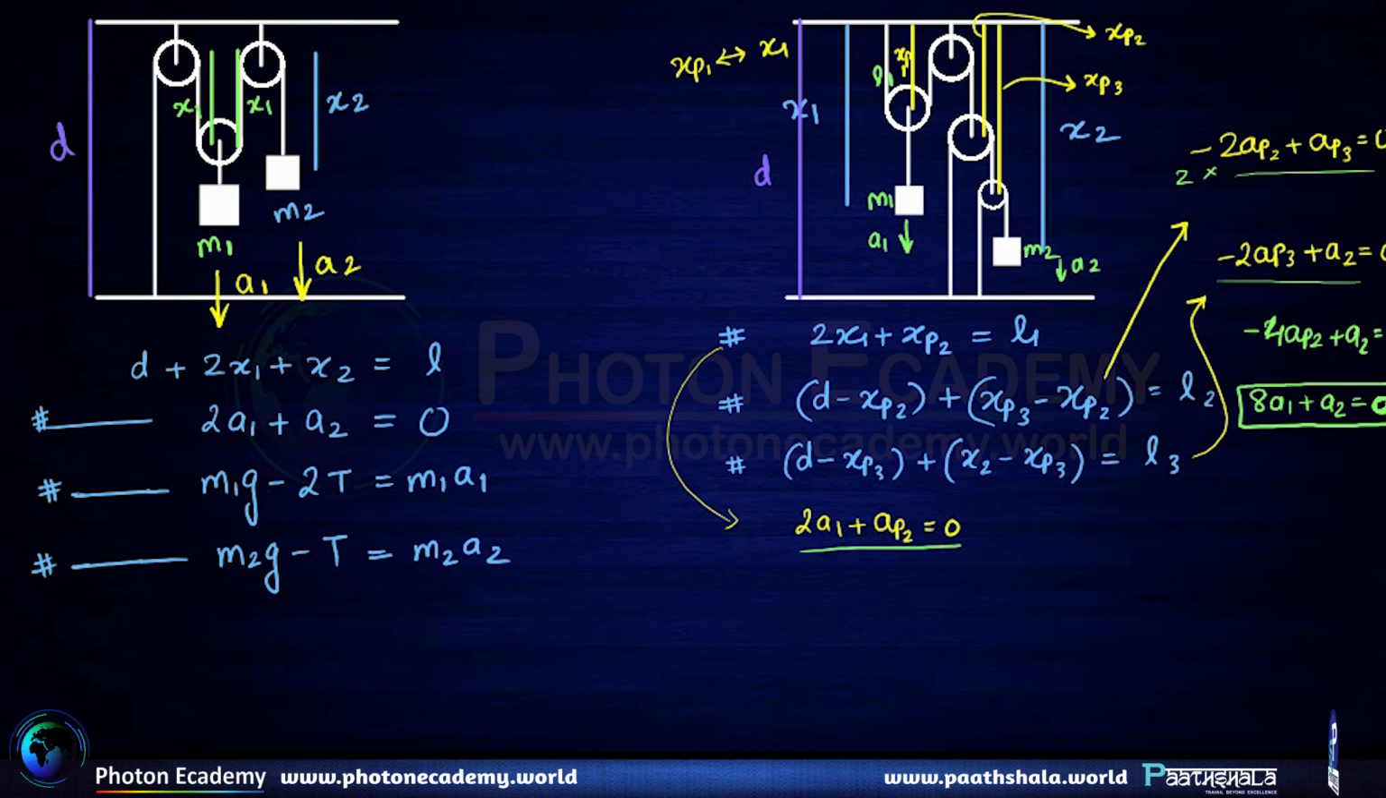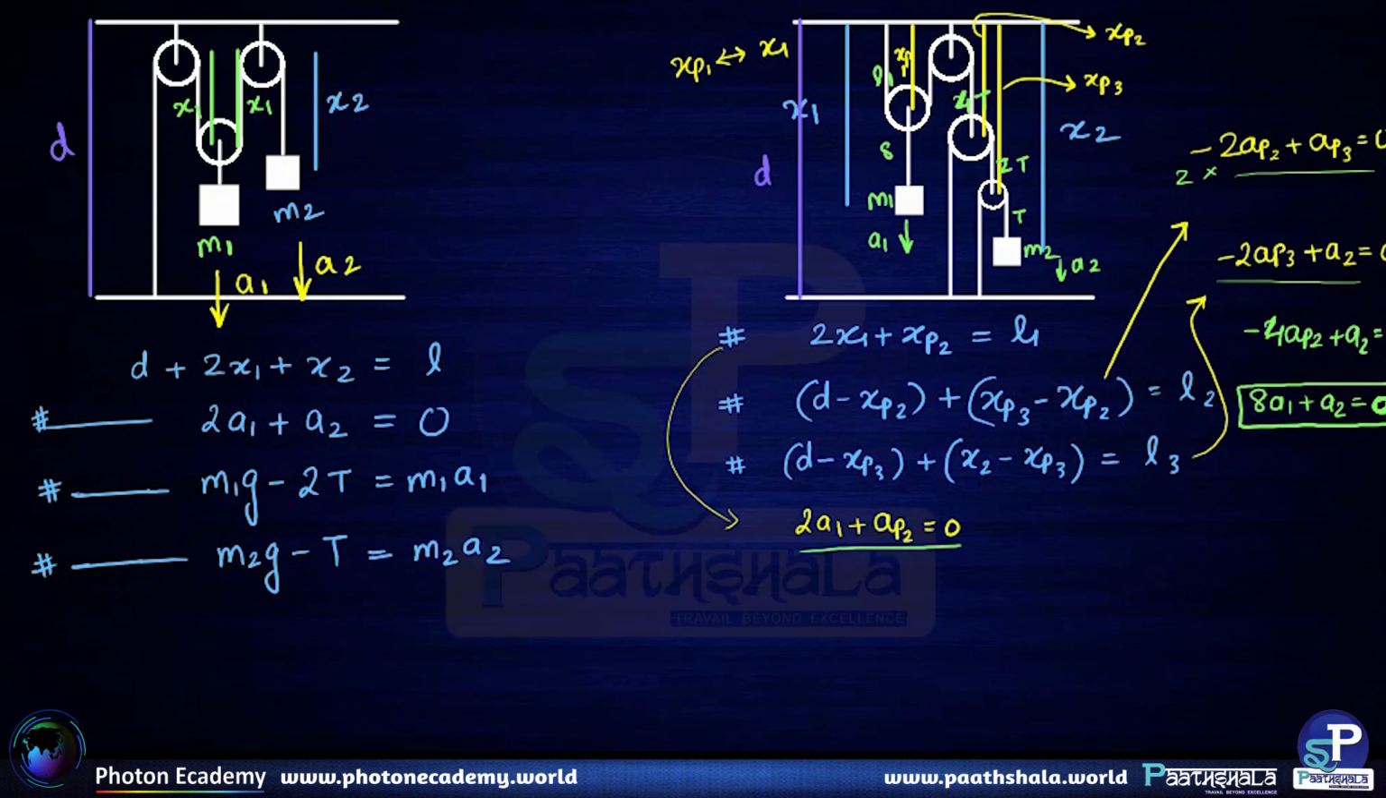Let me assume the tension of the string to be t, then the tension of the string will be 2t, and the tension of the string will be 4t, and the tension of this string will be 8t. So on the mass m1, if we do the force analysis or dynamical analysis of mass m1, we can write down m1g minus 8t is equal to m1 a1.